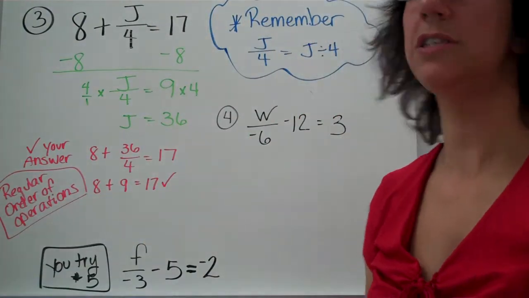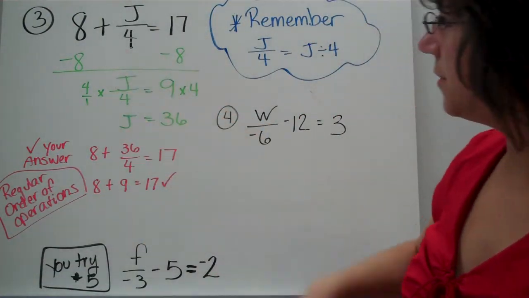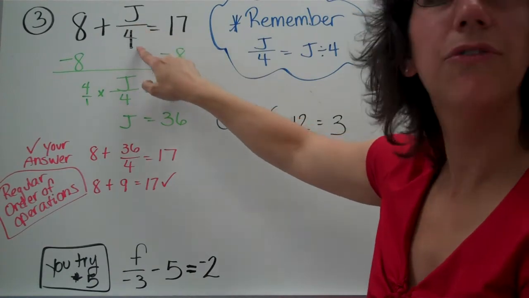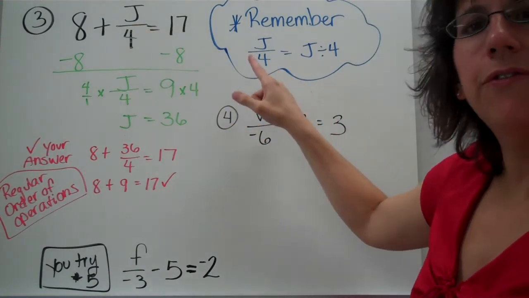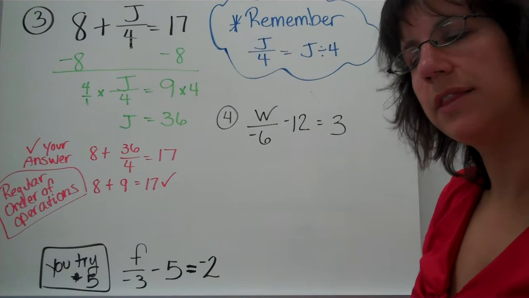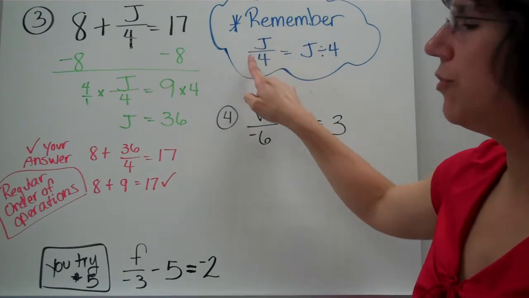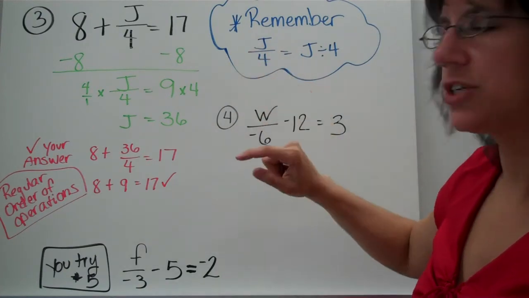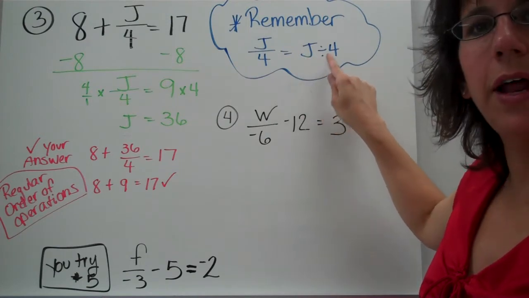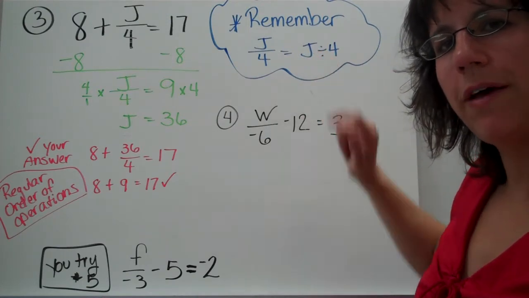All right, take a look at this problem. Here, the only difference that you're going to see is this little fraction bar. Please remember that a fraction bar just means division. So go ahead and jot that down. J over 4, it's a fraction, and fractions are just division. That's the same as j divided by 4. So if you're more comfortable with this format, feel free to change that yourself.